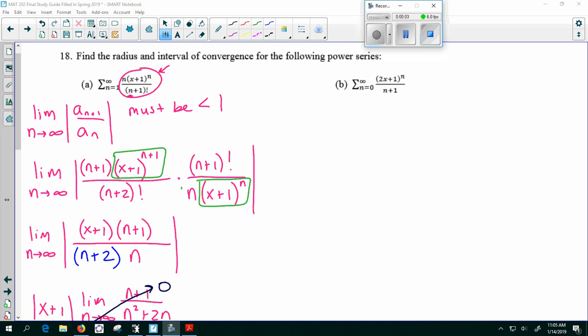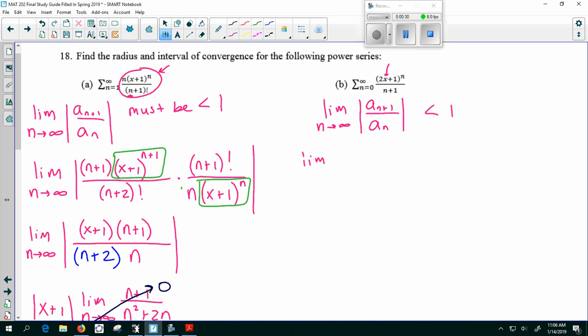All right, for this next one, I'm going to use the same approach as the last one. Start with the ratio test. I'm going to take the limit as n goes to infinity of the absolute value of the n plus first term divided by the nth term. I have to make sure that this is less than 1. So I'm going to figure out what x values I can put into this expression that will make that limit be less than 1.